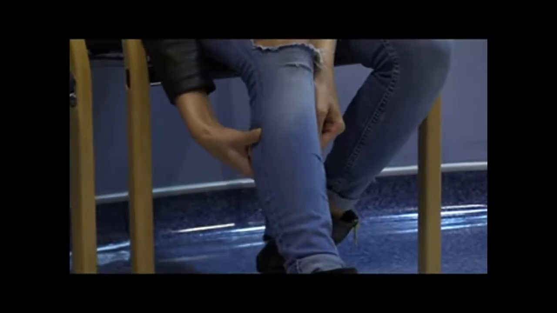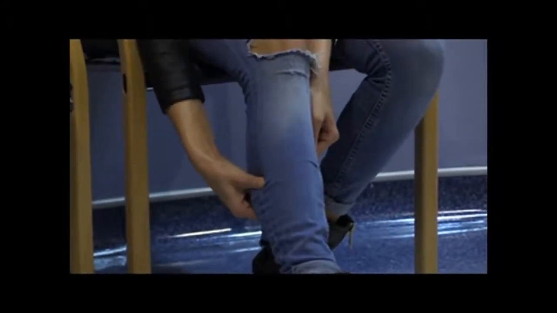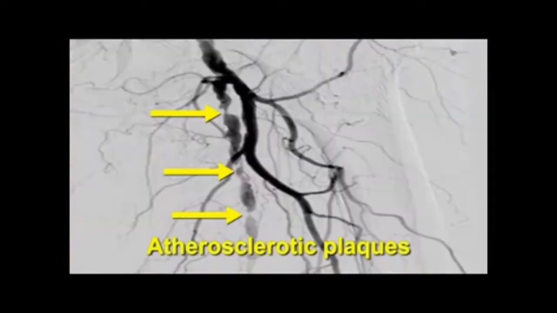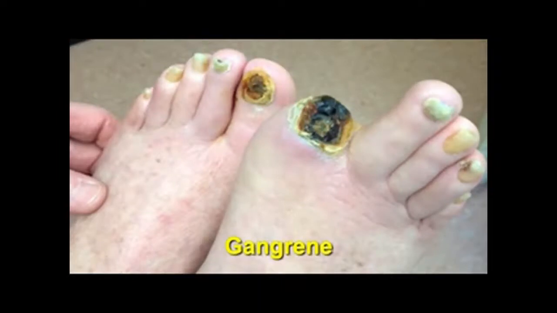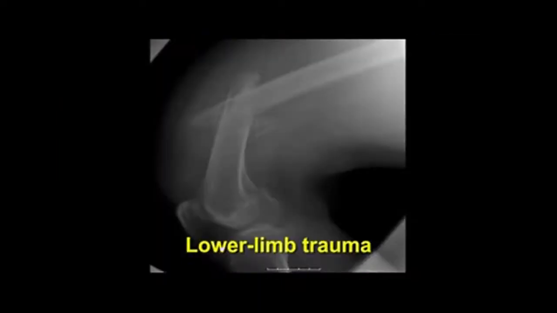Patients with peripheral arterial disease may present with intermittent claudication, muscle pain at rest, arterial ulceration, or gangrene. Trauma to the lower limbs can cause vascular injury through arterial dissection, laceration, or extrinsic vascular compression caused by a fractured or dislocated bone.